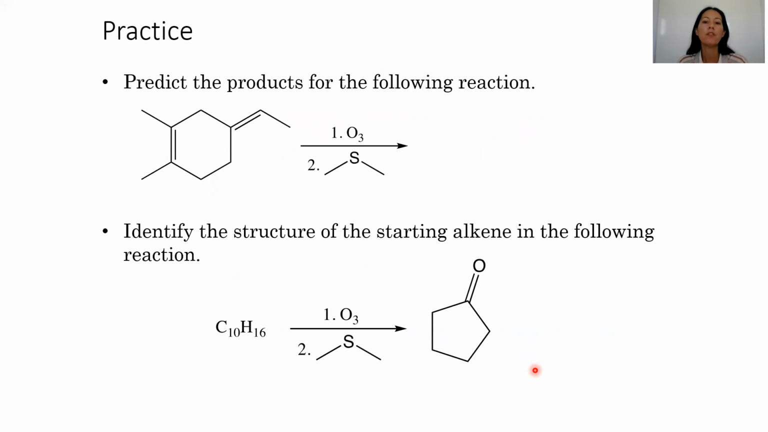Okay, this is our final slide here. You guys are going to predict the products. I have ozone and dimethyl sulfide in both cases. When I give you the starting alkene, you give me the product. The other, I give you the product, you give me the starting alkene. Pause and unpause when you're ready.